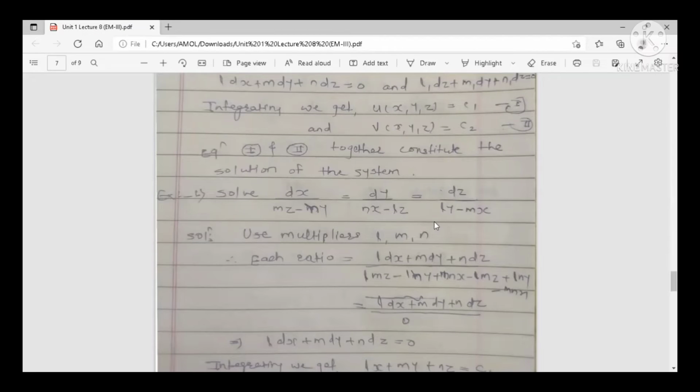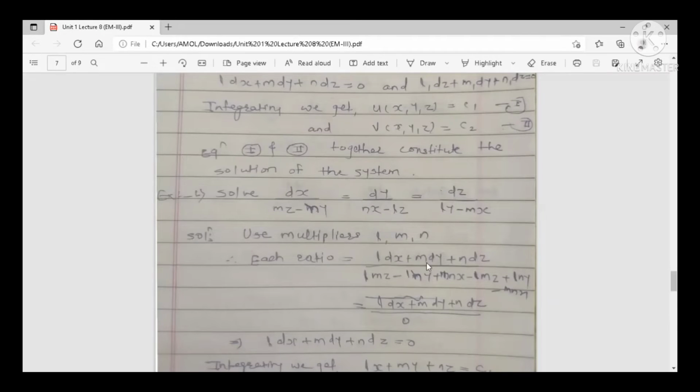Now you choose the multipliers so that after multiplying by these multipliers, if you add all the terms in the denominator, the denominator term must be 0. Now here use multipliers L, M, N. Now if we use the multipliers L, M, N, then each ratio means C. In the numerator also you multiply by L, M, N, because we are multiplying in the denominator by L, M, N.